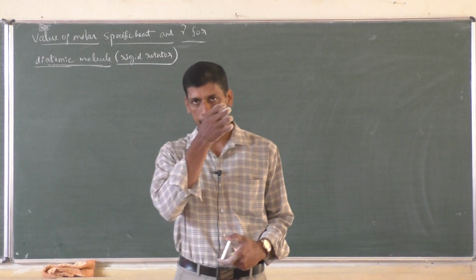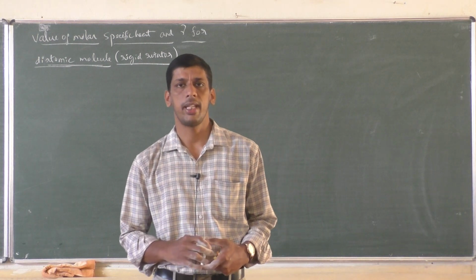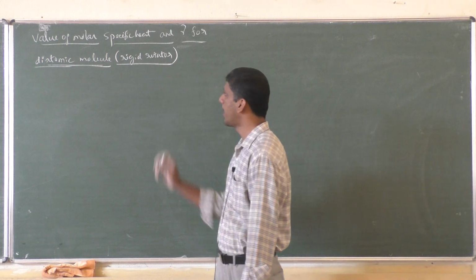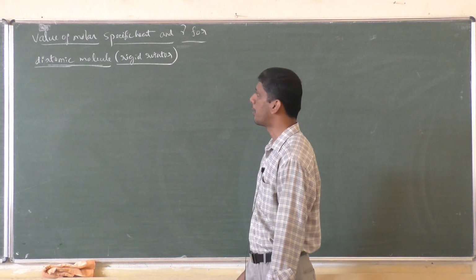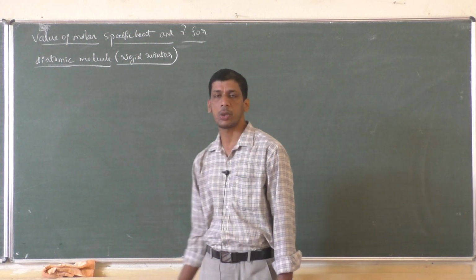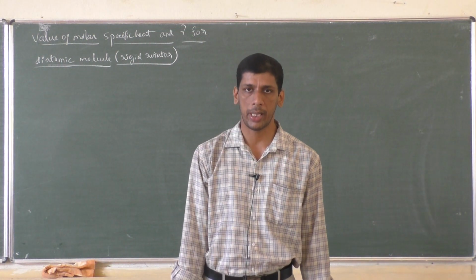Last class we discussed the concept of Cp, Cv as well as gamma for the monoatomic molecule. Now we have to discuss the value of the molar specific heat as well as the gamma value for the diatomic molecule. That means they are rigid rotators. Rigid rotator means they are not vibrating.